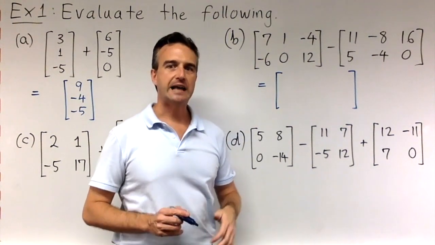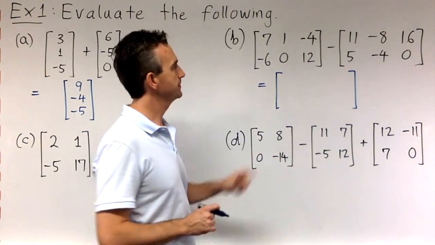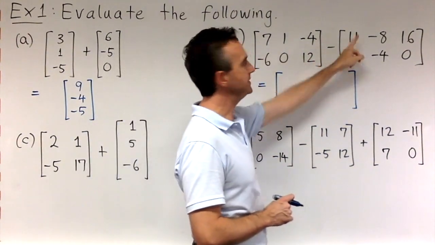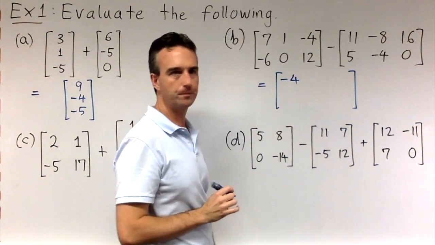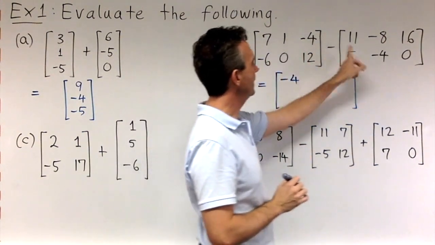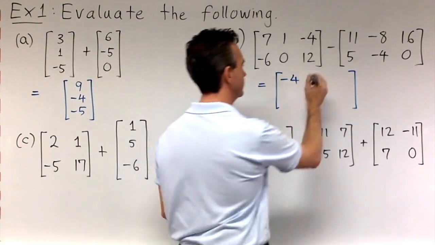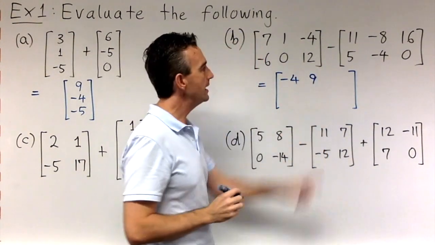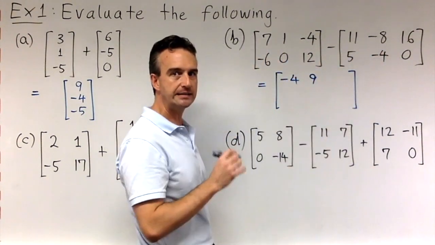And our answer, let's add the matching or corresponding entries to get our final matrix. 7 minus 11 will give us -4. 1 minus -8 is 1 plus 8, giving 9. And -4 minus 16 will give us -20.